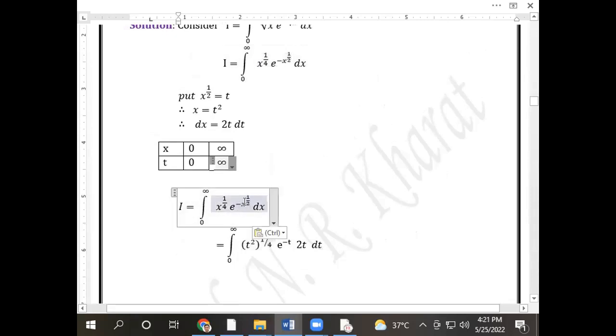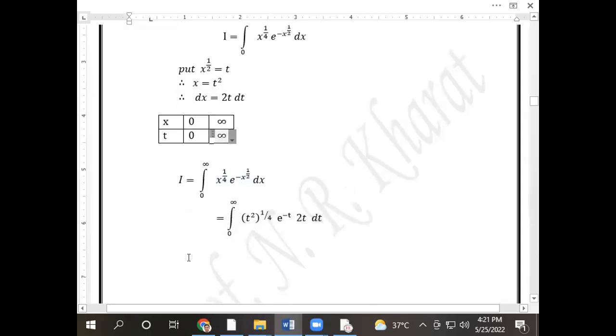The index of the exponential function is x raised to 1 by 2. So the value of x raised to 1 by 2 is equal to t. So we have to replace here. And the derivative, dx, is equal to 2t dt. We replace it here. In this particular example, 2 is a constant. We have to take it outside the integration, and we have to just add all the indices of t.